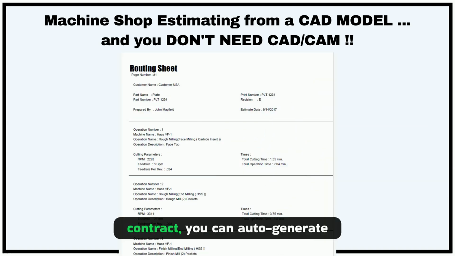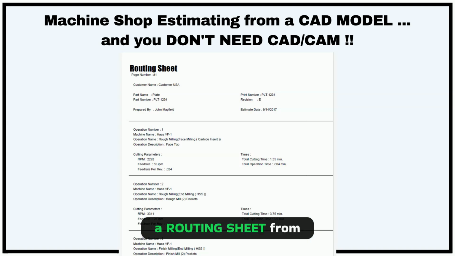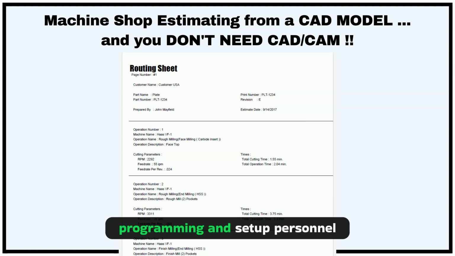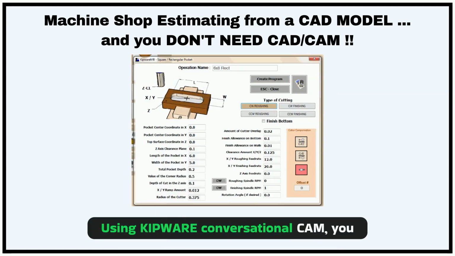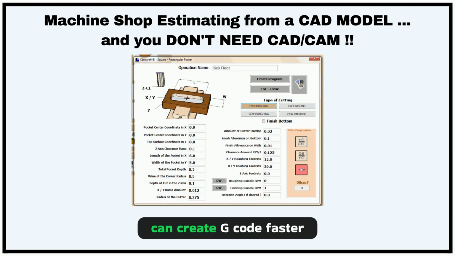When you win the contract, you can auto-generate a routing sheet from KIPWARE CYC that will provide a roadmap for programming and setup personnel to follow to ensure that estimated criteria and processes are actually reflected on your shop floor. Using KIPWARE Conversational CAM, you can create G-code faster and easier than any CAD-CAM system, and you're off and running.